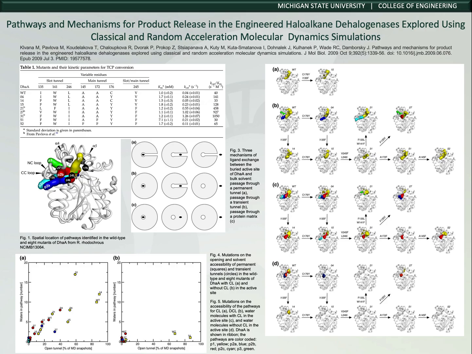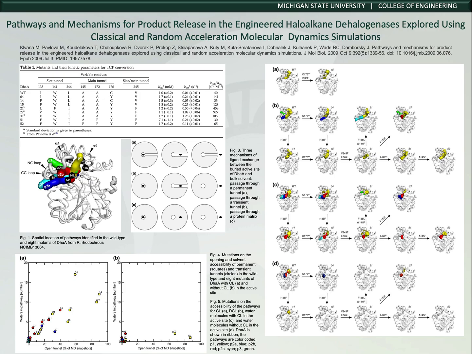So overall, the main tunnel was open in all crystal structures of DHAA variants carrying the wild type C176, while a single mutation of C176Y blocked this tunnel. So 2 out of the 5 pathways, P1 and P2A, were observed in the crystal structures, while all 3 other pathways were identified by molecular docking simulations.